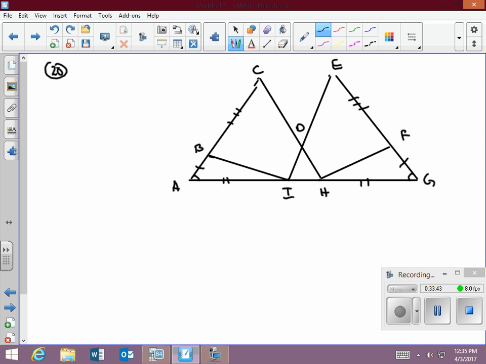So if you consider the triangle ABI and GFH, that's the one we're going to consider congruent first. So we're going to make the statements. Number one, AB is congruent to GF, and that's given. Number two, AI is congruent to GH.